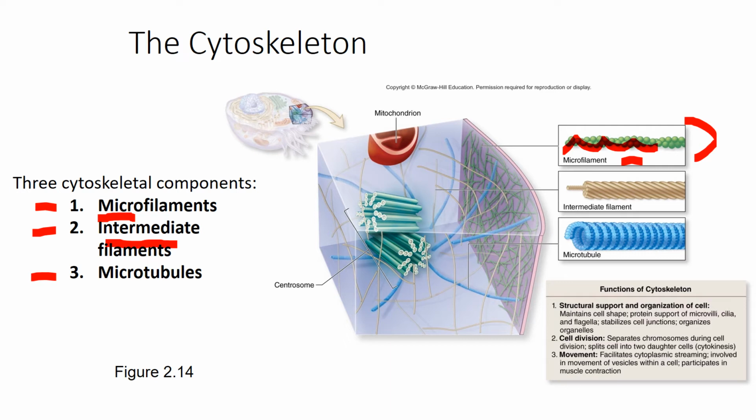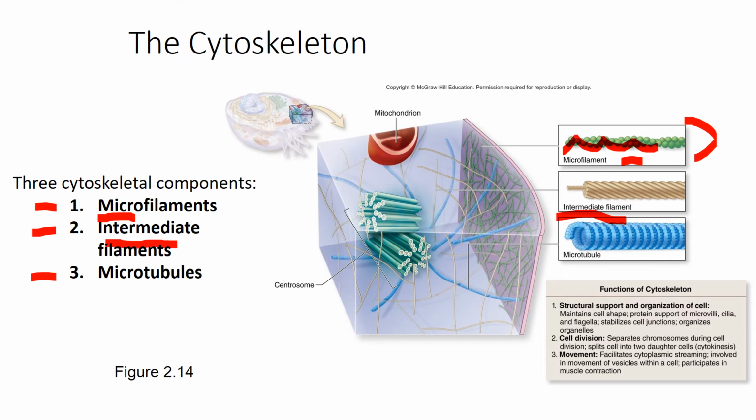What we have next are the intermediate filaments, slightly larger than the microfilaments. The big thing here is that they're for structural support, and they're going to help to stabilize the position of the cell in between other cells. Very important when we talk about epithelial tissue later on in the semester.